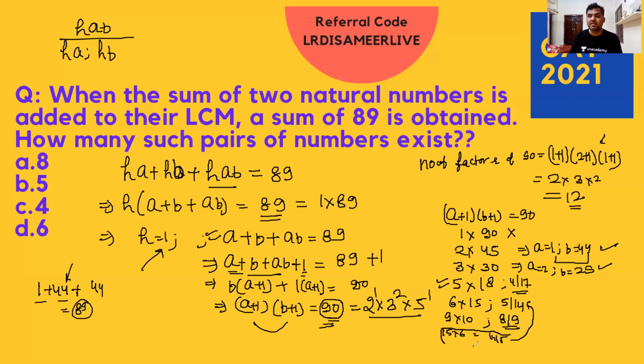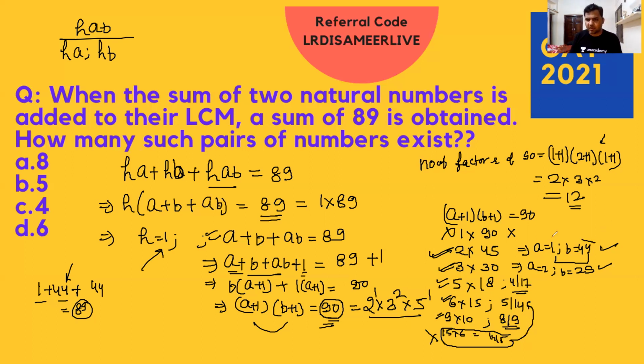Are we supposed to take this case? No. Why? Because we are not supposed to find out the ordered pairs. We are supposed to find out the pairs of numbers. So you see that this case is eliminated. This is working. This is working. This is working. This is working, right? So 1, 2, 3, 4, 5 such cases are there, right?